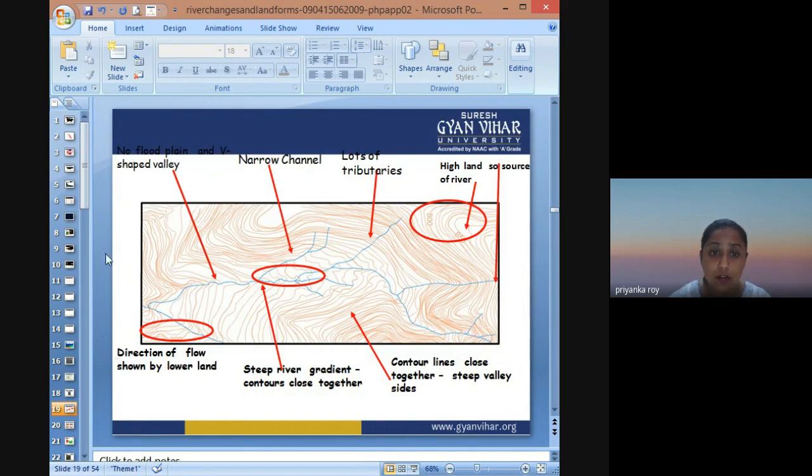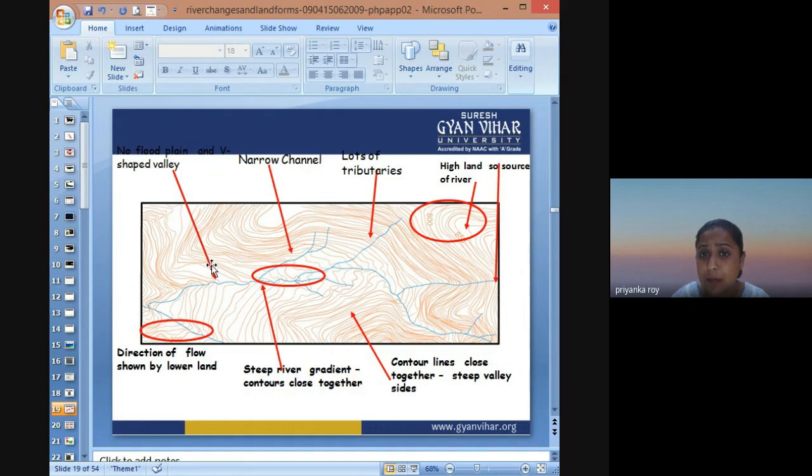So this is what you call a topographical representation of a river valley, where you can see these are the rivers. This is a narrow channel, collecting at a point of confluence. It shows that there are no floodplains in the V-shaped valley, because it is a steep valley. Narrow channels are there, and lots of tributaries are joining here.